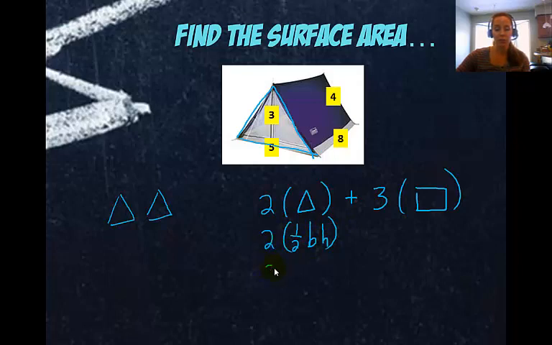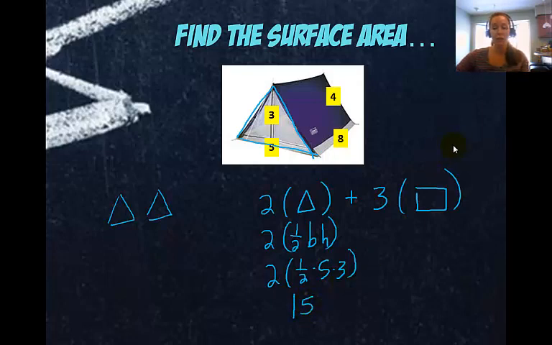So 2 times 1/2, the base of that front is 5, the height is 3. So half of 15, 5 times 3 is 15. Half of 15 is 7.5, and then I multiply it by 2 again, so that's going to be 15. That's my front and my back.